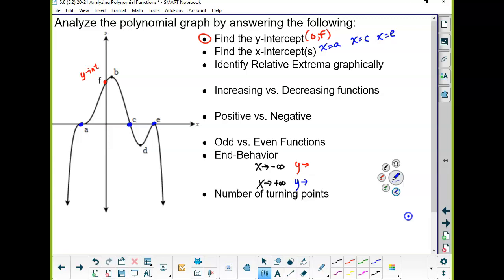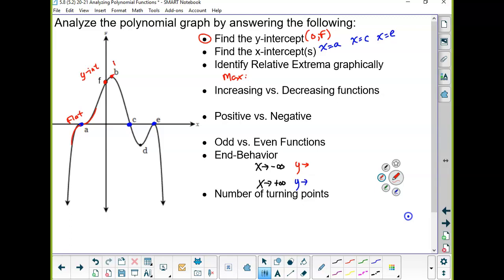Identify the relative extrema graphically. What that means is identify your maxes and mins. So when I look at this, where do I have maximums occur? Well, we have to be really careful with A. Notice how coming up to A here on the left, all these points are lower than the points on the right. So this spot right here at A is called a flat spot, which is not a max or a min. It's just, there's a change. When we get into calculus, that's an important point, but right now it's just a flat spot.